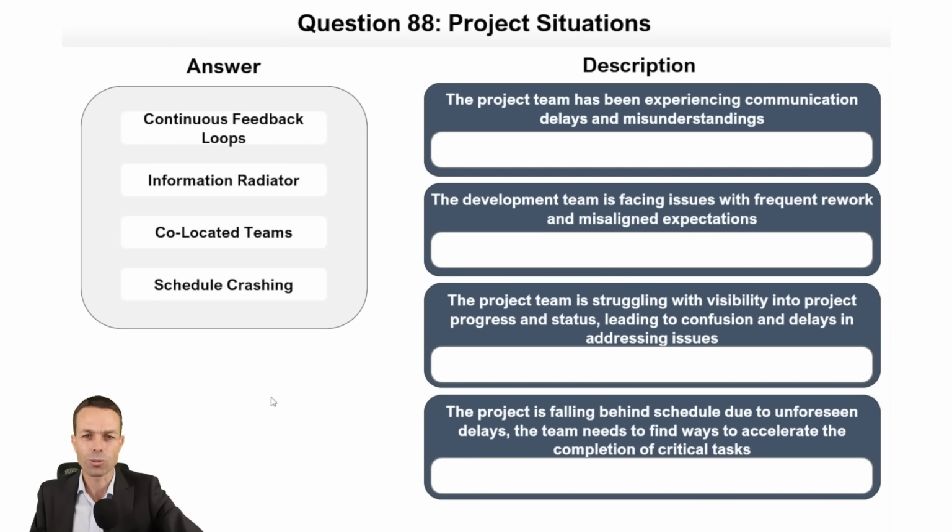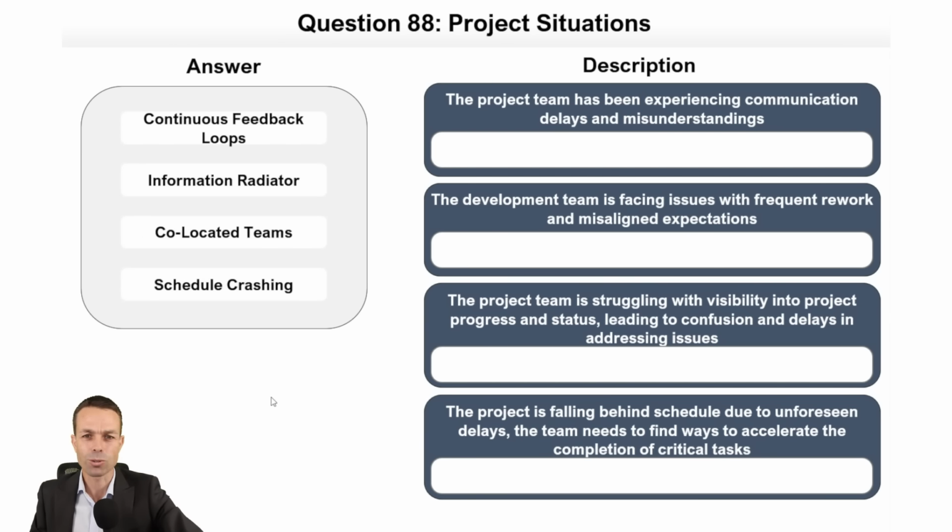The project team has been experiencing communication delays and misunderstandings. If they're doing that, they need an information radiator to get more communication, to communicate all of the project information in the team area. I think that's good. The development team is facing issues with frequent rework and misaligned expectations. Oh, hang on a minute. Co-located teams could have also worked here. So, let's have a look.